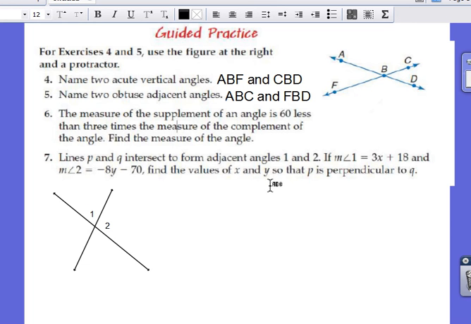And this says that the measure of angle 1 equals 3x plus 18, and the measure of angle 2 equals negative 8y minus 70. M stands for measure. This symbol means angle. That's why I said measure of angle 1, measure of angle 2. Find the values of x and y so that P is perpendicular to Q.